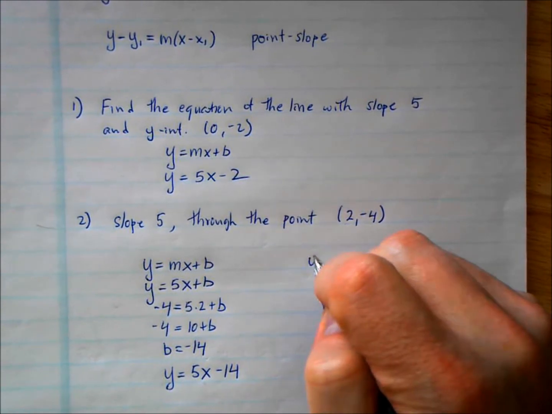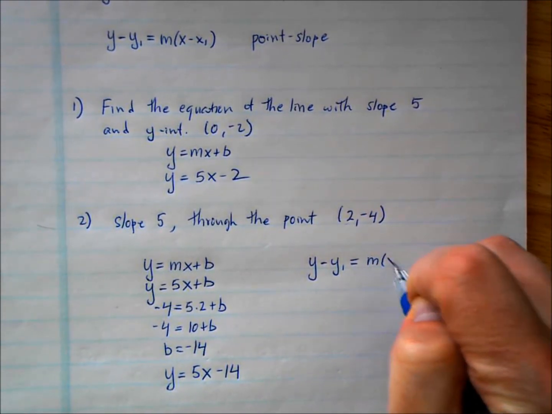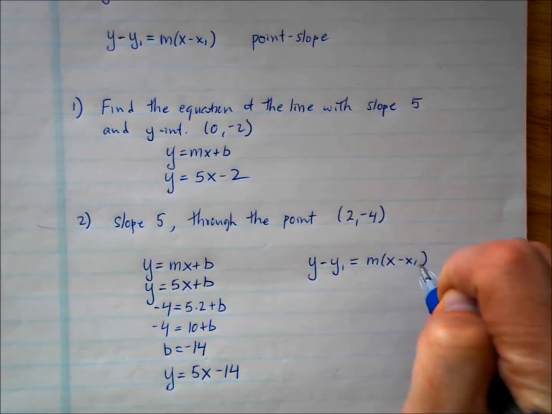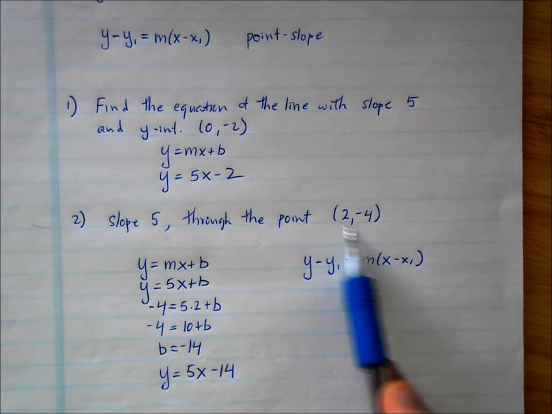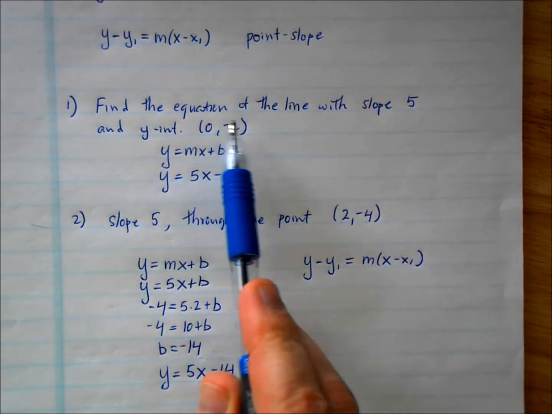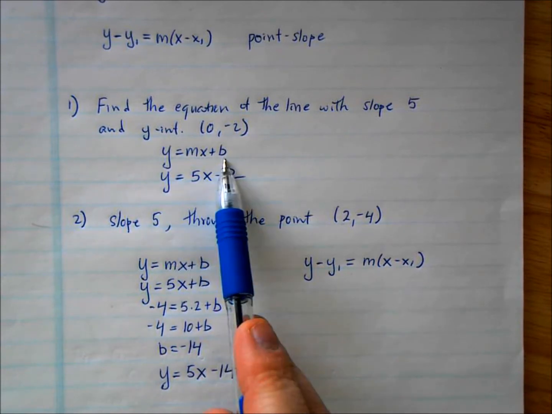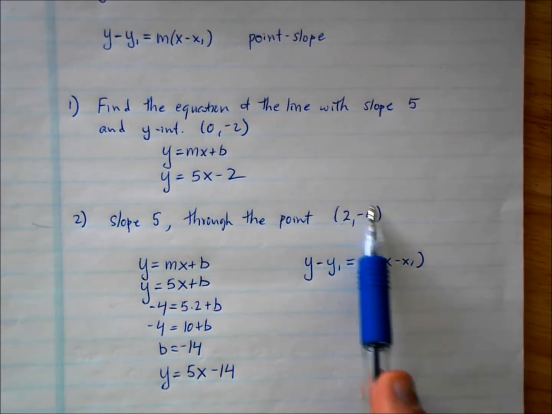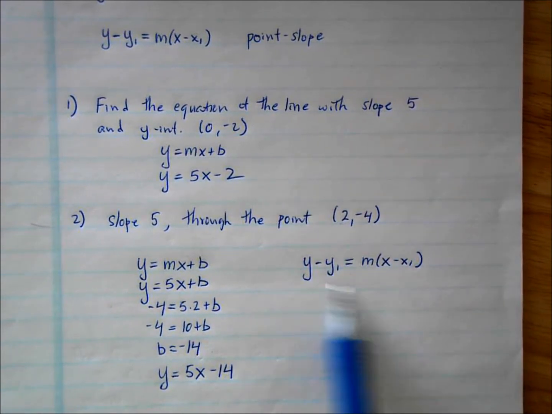And this is the way I would tend to do this problem. I would use this formula. I tend to use this formula anytime I don't know the y-intercept. So for problem number 1, back up here, I had the y-intercept. When I have the y-intercept, mx plus b is the way to go. For problem number 2, I do not have the y-intercept. That tells me that I like doing it this way.